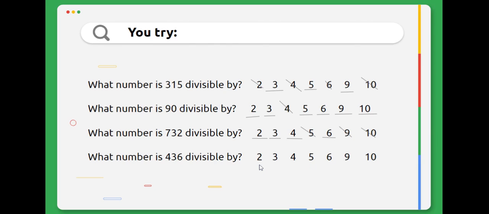Okay, last one. Ends in a 6, so 2 works. Let's see. 4 plus 3 is 7, plus 6 is 13. 3 will not work. 36 divided by 4 is 9, so that works. Doesn't end in a 0 or a 5, so that didn't work. 3 didn't work, so 6 won't work. 4 plus 3 is 7, plus 6 is 13, so 9 won't work. And doesn't end in a 0, so 10 doesn't work.